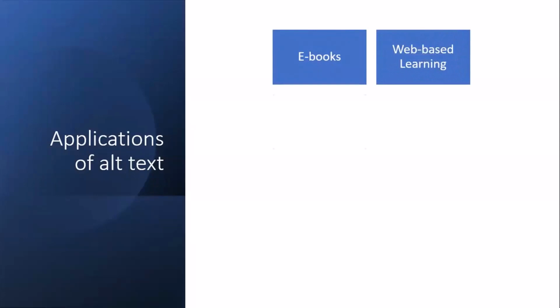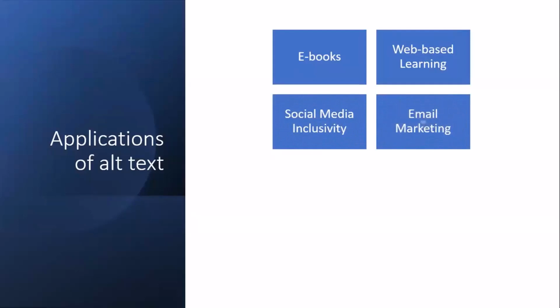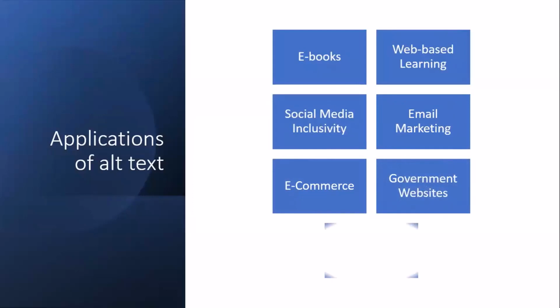When we see the applications of alt text, it is in ebooks, in web-based learning, social media inclusivity, email marketing, e-commerce, government websites, and technical documentation. So you can see alt text being used across many platforms, e-commerce and also social media sites, like everywhere. In Facebook, if you go, there is automatic alt text which is getting inserted.